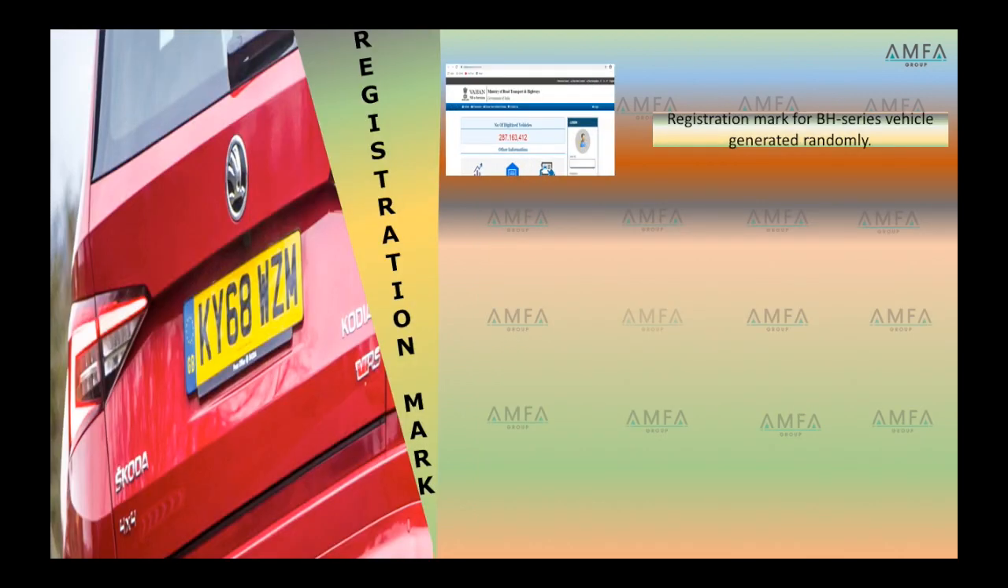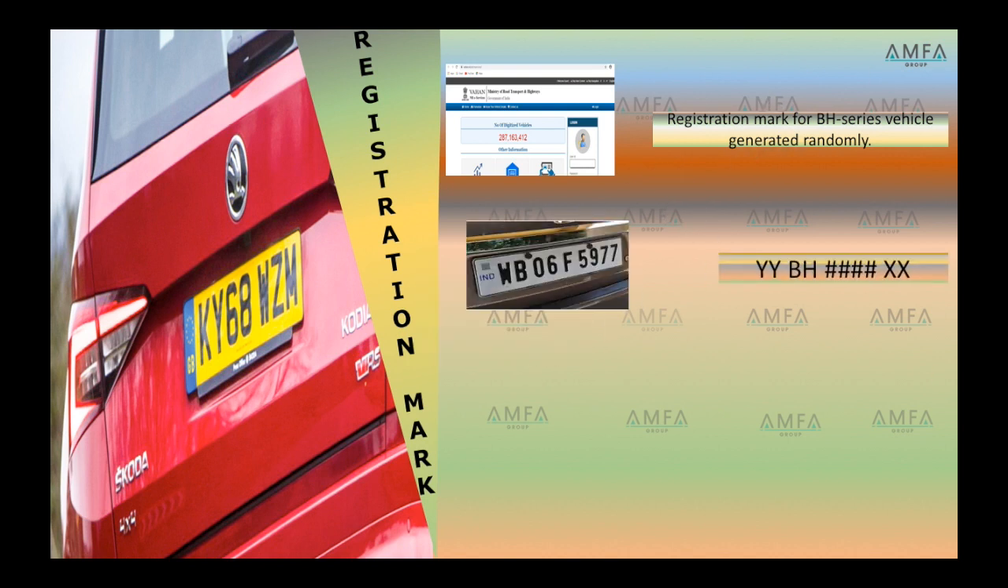How the registration mark goes, we have already seen that. We will elaborate here again. This can be generated online, randomly, in the Vahan registration portal under MoRTH, the Ministry of Road Transport and Highways. The series goes YY BH 4 spaces, then XX. The number will be printed in black on a white background.